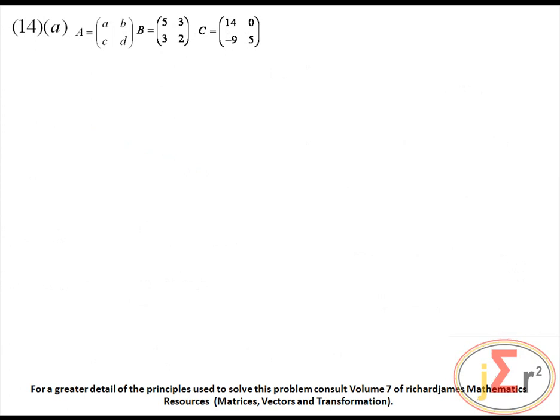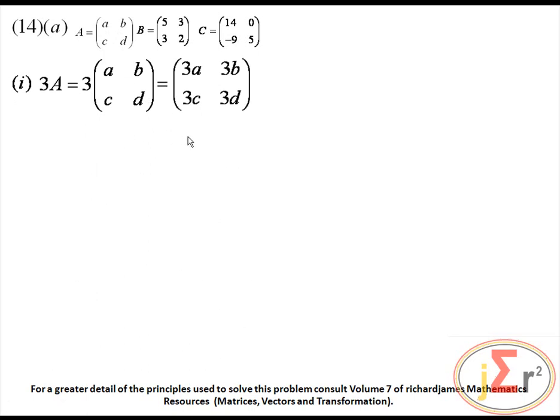There we have, for number 14, 3 matrices, and we are going to have a lovely time making simple calculations. So the first thing that we will find is 3A. So A is this matrix, 3 times that. All we do is multiply each one of these terms by 3, and that's all there is to it.